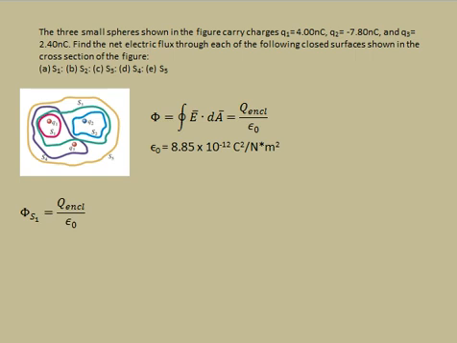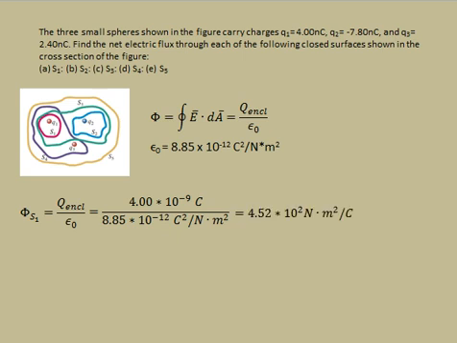Surface 1 contains only point Q1, which equals 4 nanocoulombs. Don't forget to convert to appropriate units. We want coulombs, not nanocoulombs. Thus we calculate to be about 4.52 times 10 to the second newton meters squared per coulomb.